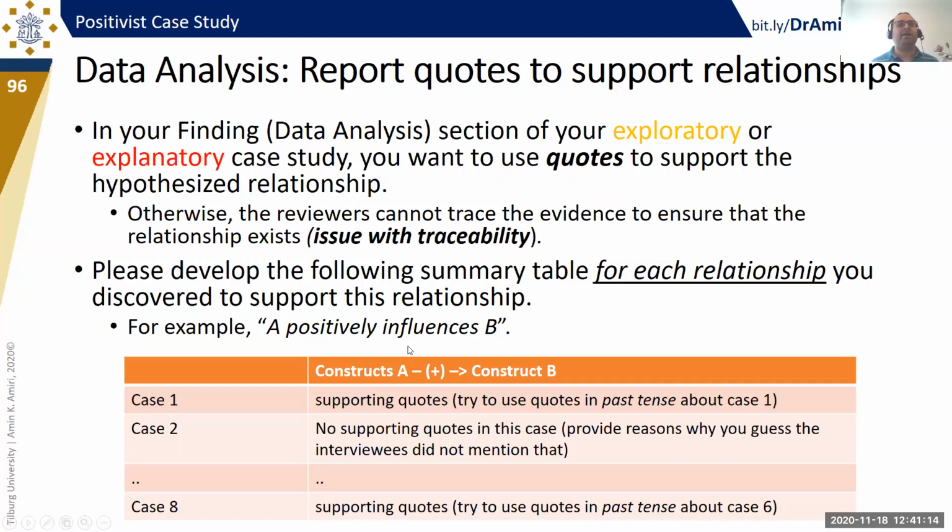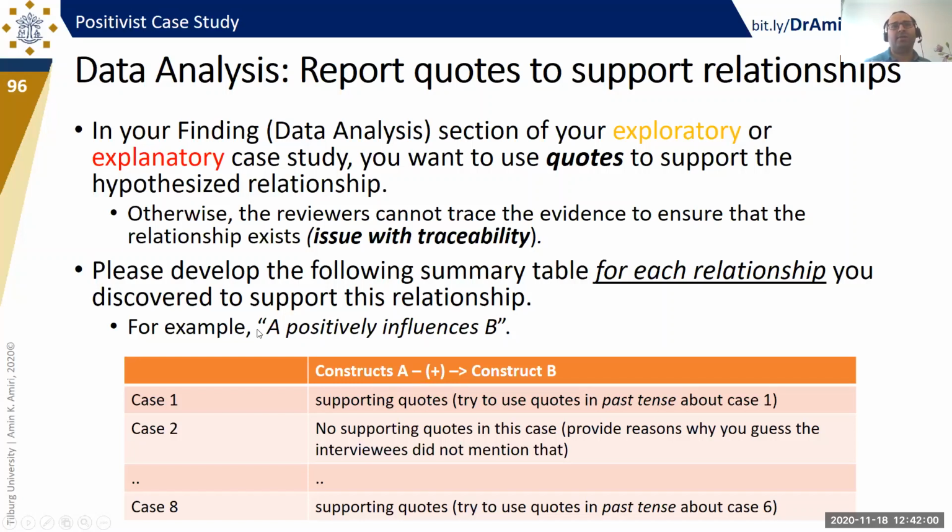Okay. Then for each relationship, for example, construct A positively influences construct B, and for each case, you will explain if this is supported or not supported. And you try to provide quotes in past tense, hopefully, for each case. So here you have one construct under this. So this is your section on data analysis. You have that table that I already mentioned with the scores and values at the beginning. Then you have a subsection for each of these relationships. You try to provide quotes to either support it or not support it.